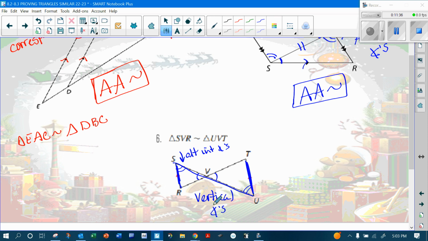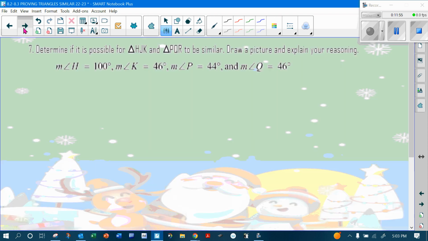So remember, I told y'all you're going to see this stuff over and over and over. So these two are also similar by the angle-angle similarity. So if you can prove two angles are congruent, then you can prove two triangles are similar. All right, let's look at the last part.